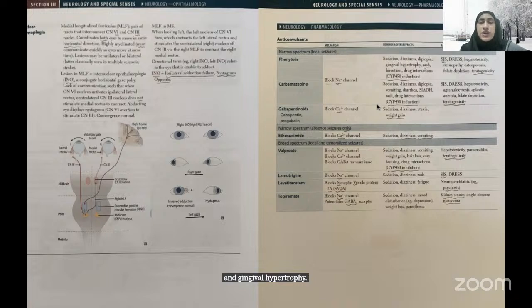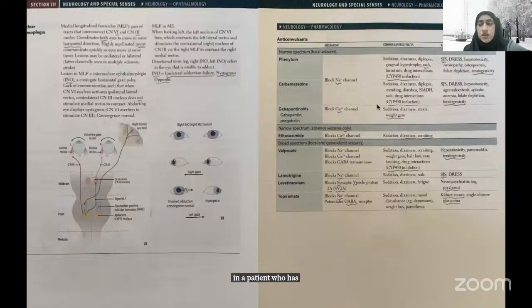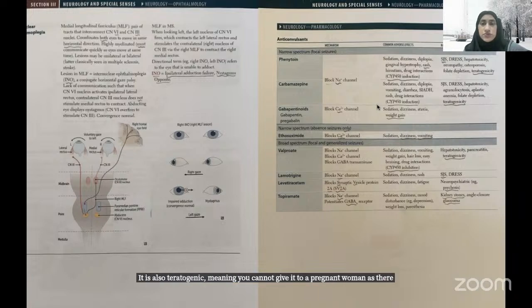There are also some rare side effects which can come up in many exams. What you want to remember for phenytoin is that it can cause Stevens-Johnson syndrome. It can also cause hepatotoxicity, affecting the liver. So it's very dangerous to give in a patient who has renal or kidney damage, as it can worsen their condition. It is also teratogenic, meaning you cannot give it to a pregnant woman as there will be a lot of complications. Very simple, straightforward.